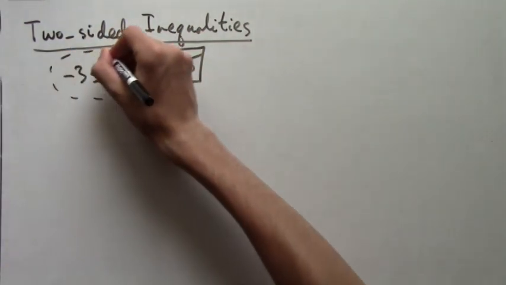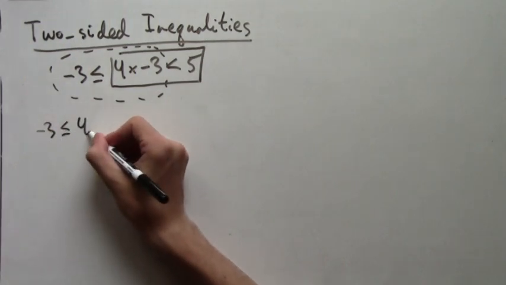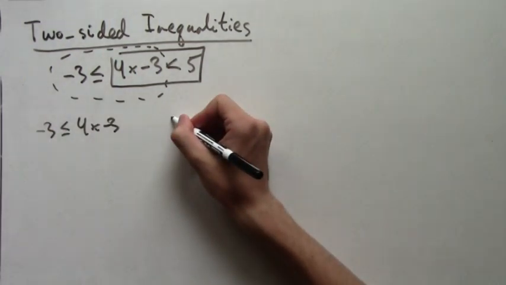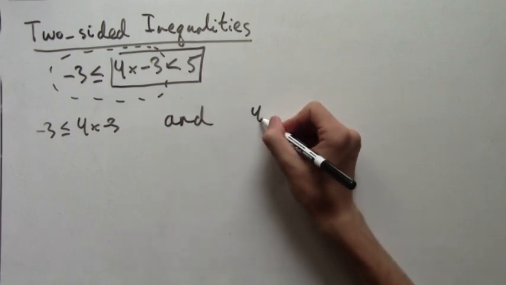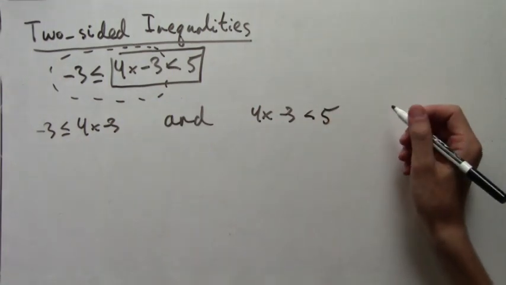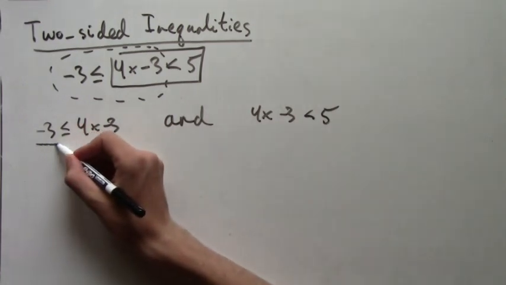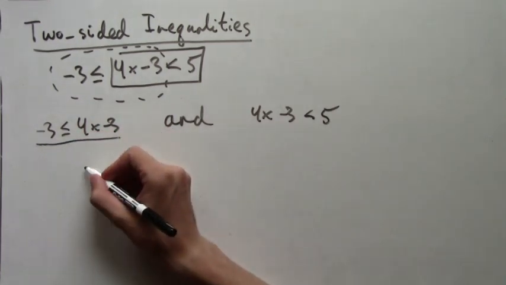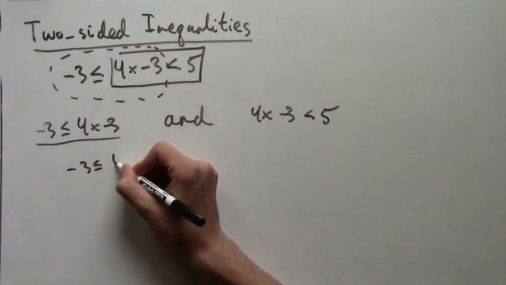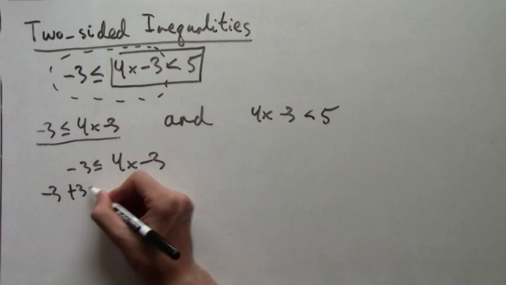So basically, this is two different inequalities combined together into one. One of them is negative 3 less than or equal to 4x minus 3, and the other is 4x minus 3 less than 5. And they both have to be true at the same time. So to solve the overall two-sided inequality, we can just solve each of these smaller ones individually, starting with negative 3 less than or equal to 4x minus 3.